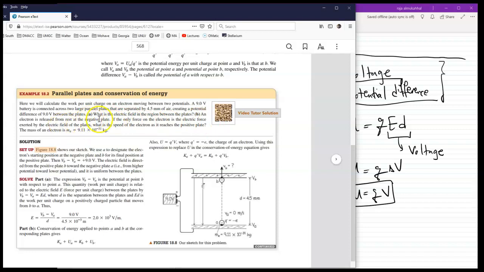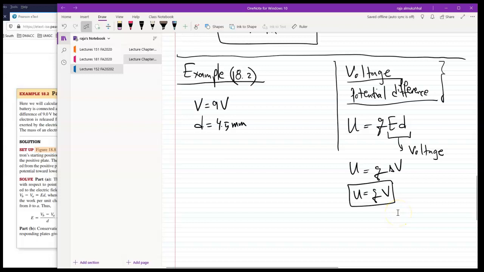And then potentially, what is the electric field in the region between the plates? Okay, that's easy. We know that delta V is equal to ED. It's right here. See that? One way to remember it: ED. So delta V equals ED, and therefore E is equal to delta V over D.